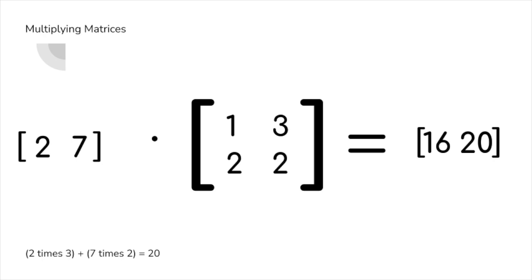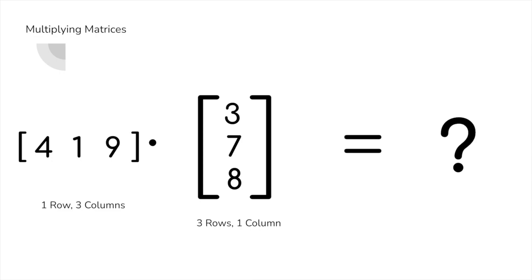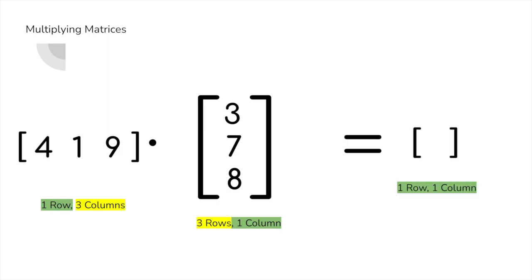Let's try to apply this to a new problem. Here, we have a 1 by 3 matrix multiplied by a 3 by 1 matrix. We can see that the columns of the first matrix match the rows of the second matrix, and we know that our final answer is going to be a matrix of 1 row and 1 column. A matrix of this sort is known as a vector. In this case, we simply multiply all the numbers together and add that up to get our one single value. Do this on your own before I reveal the answer. This should be the answer that you've gotten.